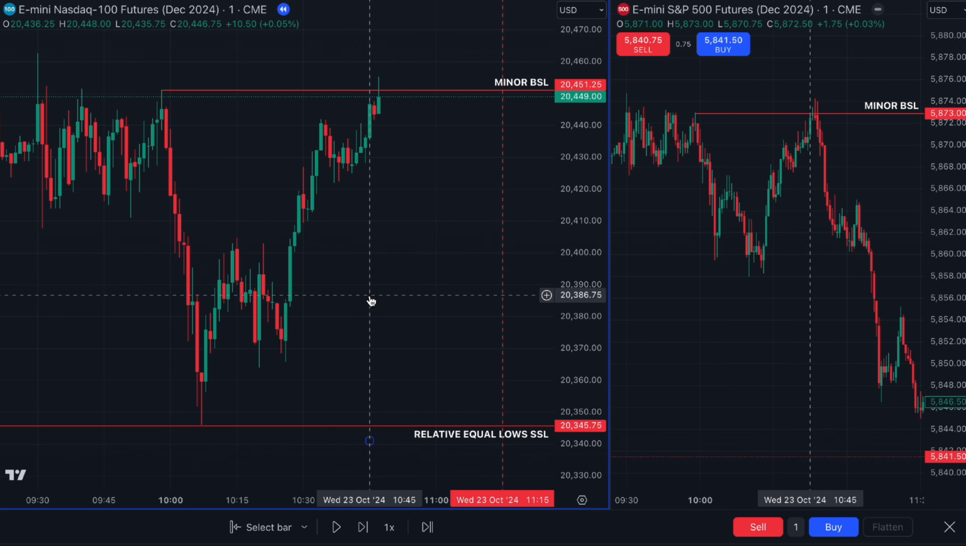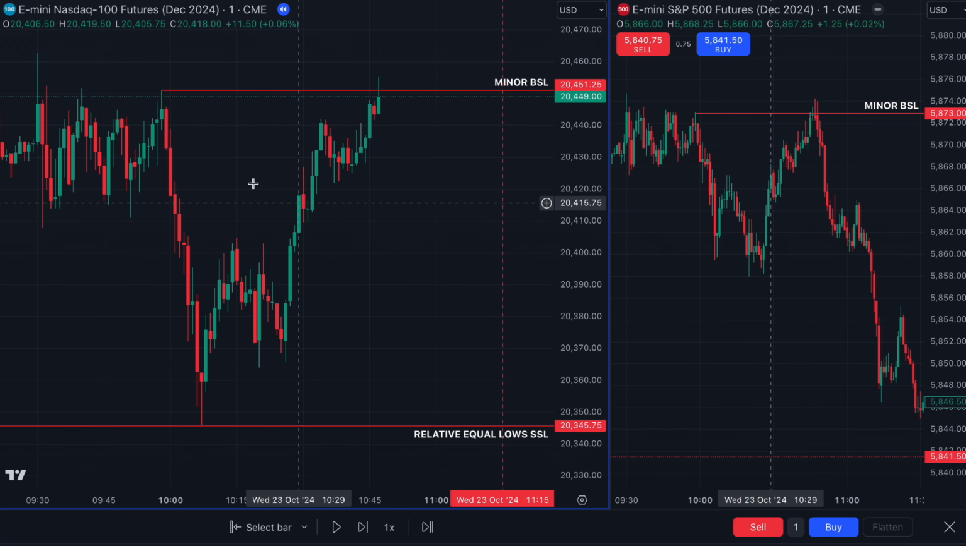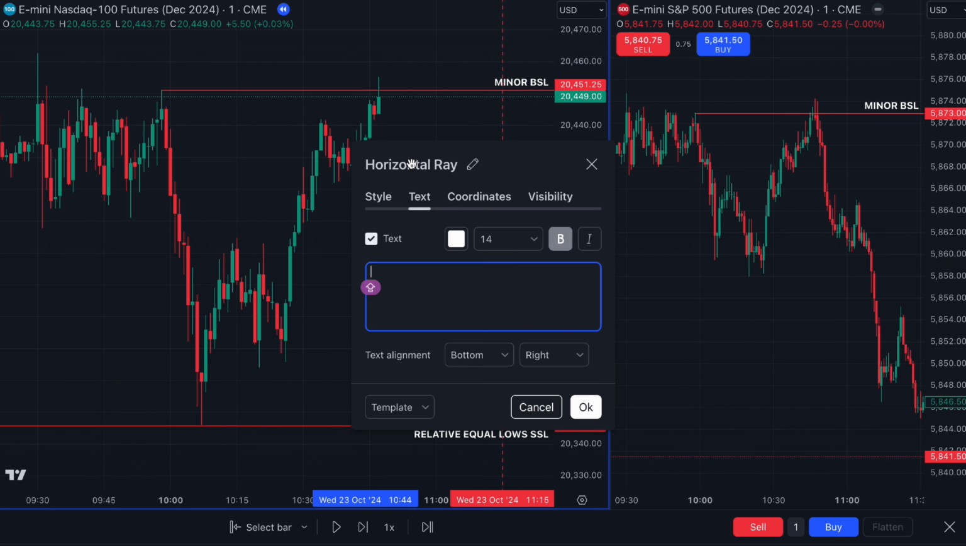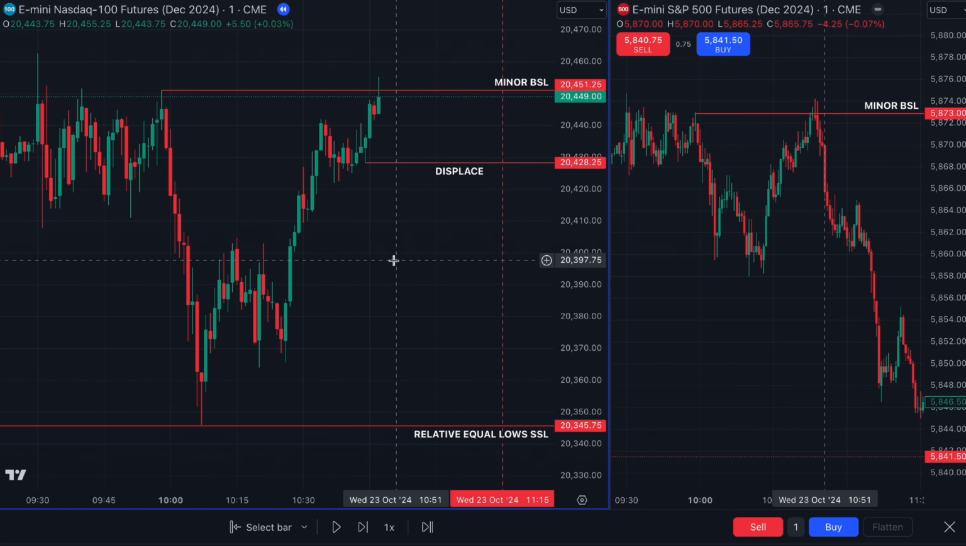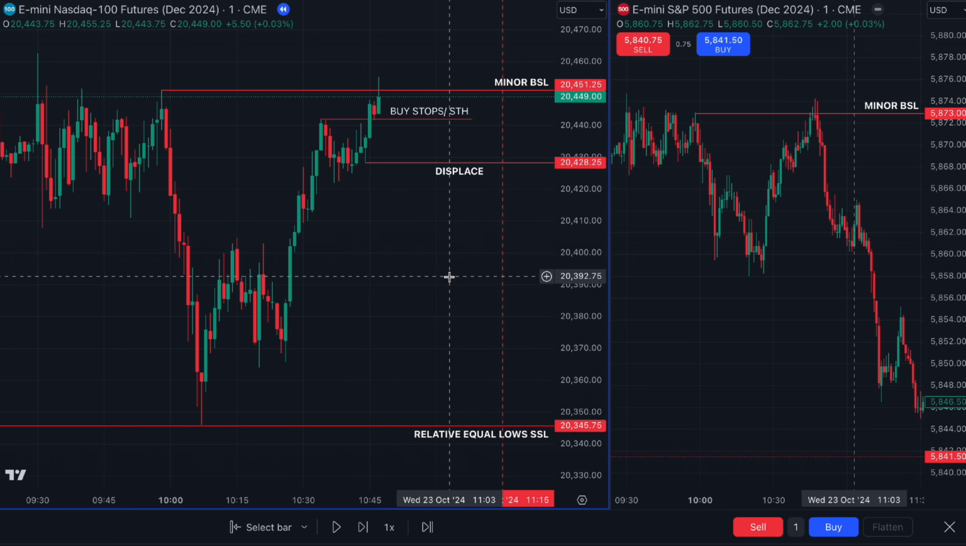So as you can see here, we've just entered inside of the macro. This previous short-term high has just been taken out, and we've also swept this minor buy-side liquidity. At this point in time, we would anticipate a sharp displacement lower below this previous short-term low after price has actually swept buy stops at this key level.